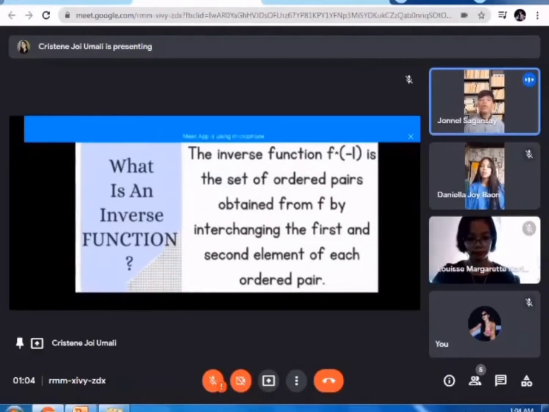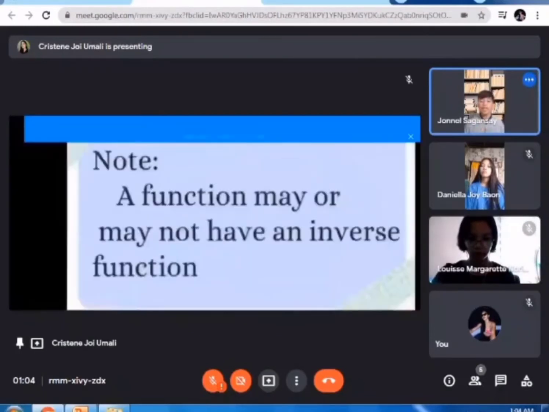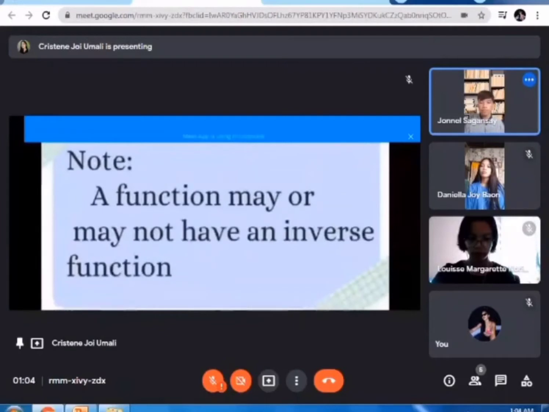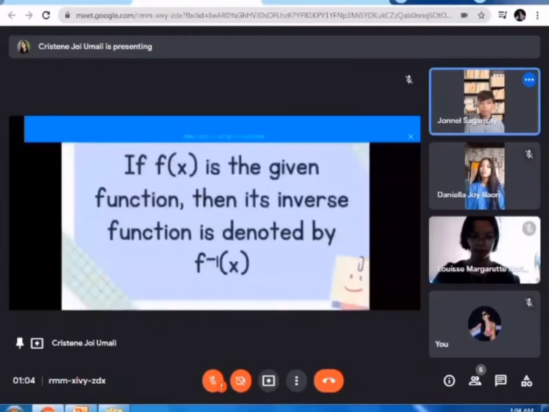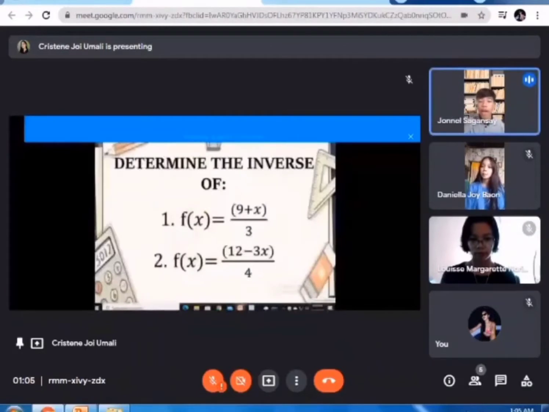Now, we were going to watch the solving process. But note, a function may or may not have an inverse function. If f of x is the given function, then its inverse function is denoted by f raised to -1 of x. Now we were going to proceed to the video.